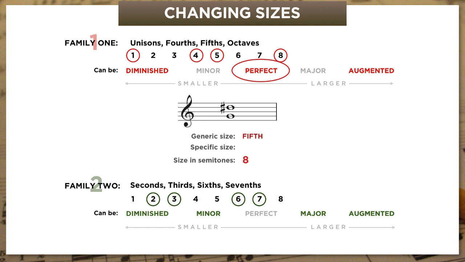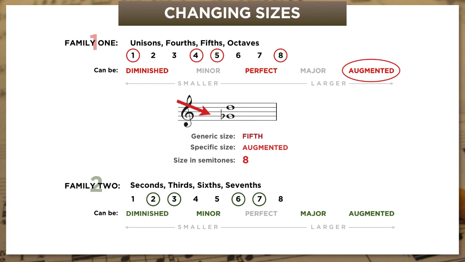Since we've made the interval bigger, it's gone from 7 to 8 semitones in width. It's a bigger interval now. Looking up to the diagram on the top, we see that perfect, when it becomes bigger, becomes augmented. So taking this perfect fifth, making it bigger by 1 semitone, we've made an augmented fifth. And the same thing would be true if instead of sharpening the top note, we had flattened the bottom one. Flattening the bottom note makes the interval bigger. It goes from 7 to 8 semitones.